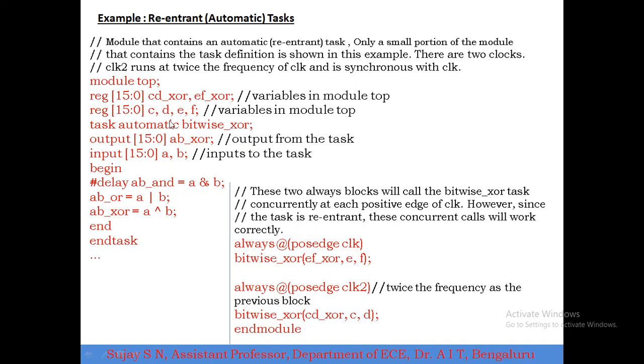Suppose we had not declared this as automatic: at the positive edge of the clock and at the positive edge of clock2, these two would occur together, and the inputs a and b and ab_xor may result in an incorrect value. That's why at this particular time we need to use automatic tasks.